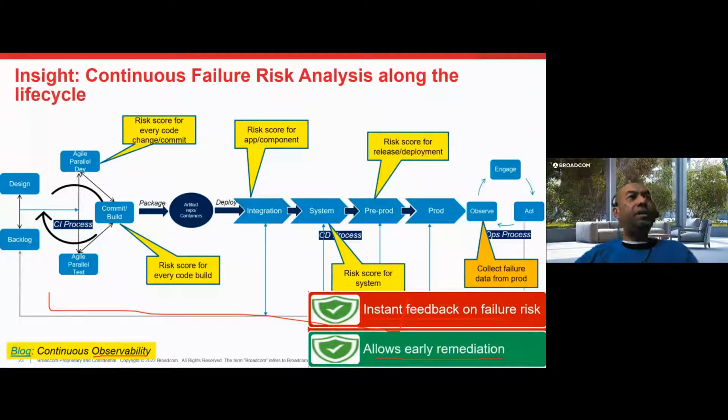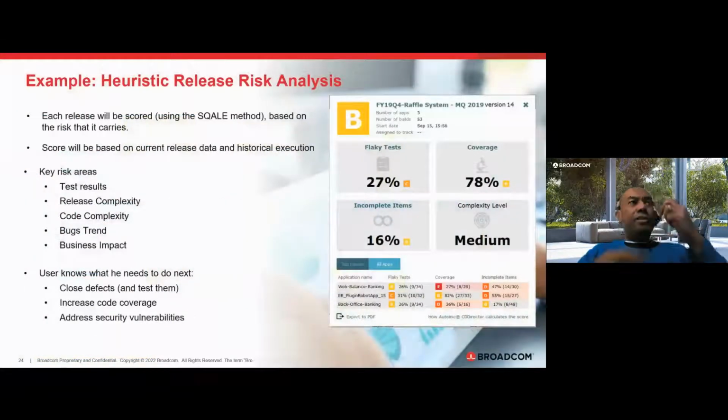If you can tell a developer right when they change the code, here are all the risk factors, here is why you need to fix them, they can fix it right away, even before the tester has a chance to do any testing. That's awesome for driving injection of quality. So there are various ways to do this.